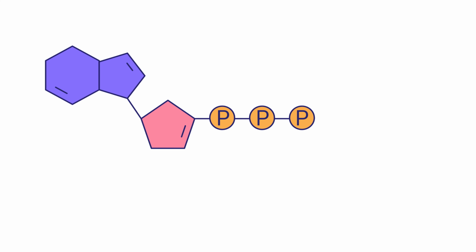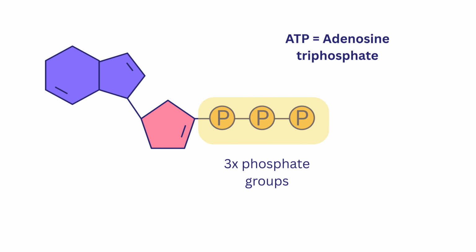ATP is a small molecule that's made up of three separate components. It has an adenosine, a ribose, and a tail that consists of three phosphate groups. Thus the name adenosine triphosphate.